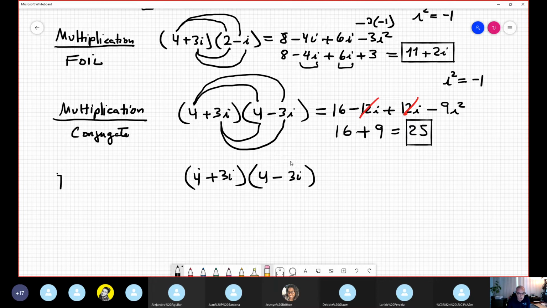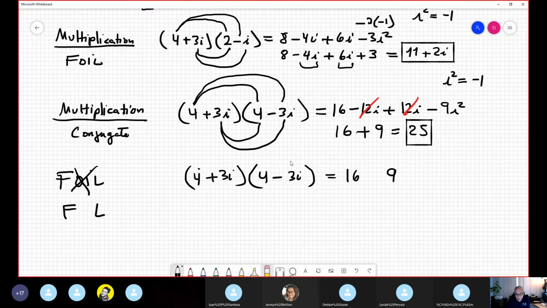No FOIL. Well, you can FOIL, but it's first and last only, because I know the inner and outer cancel out. Look at that, inner and outer. So you multiply 4 times 4, 16, and 3i times 3i is 9, but it's 9 positive. Always positive. Professor, and what happened with this negative? This negative and i squared together become positive.